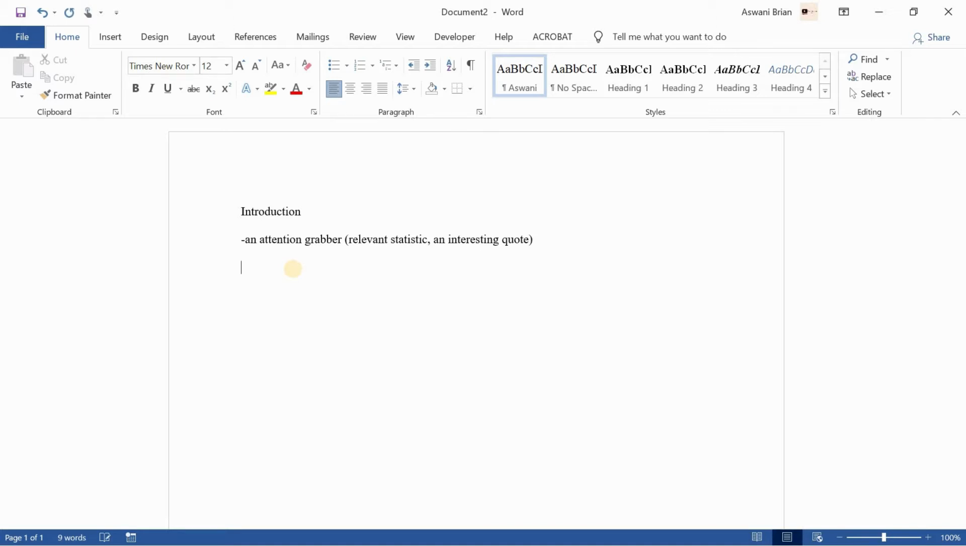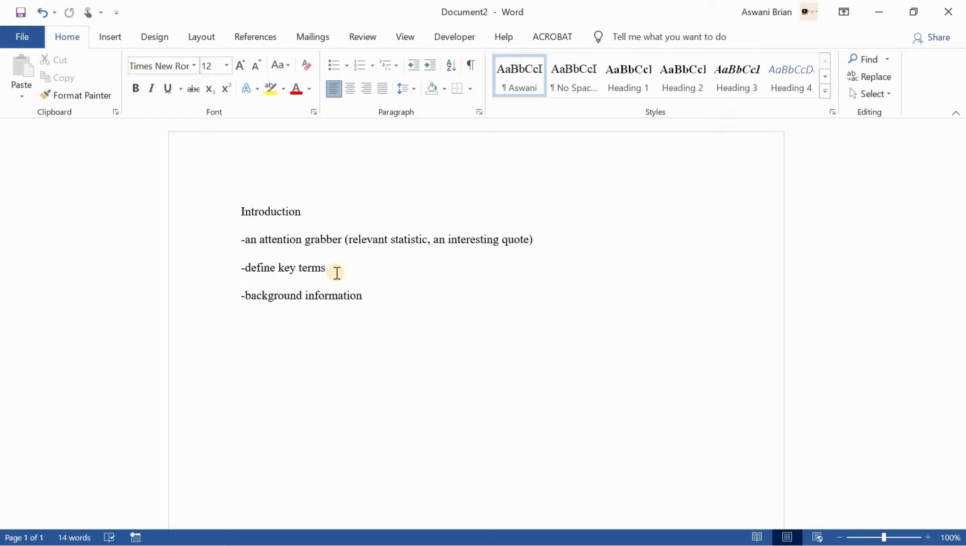So the introduction also might contain some definitions. You might want to define key terms. You might also want to offer background information, you know. So in defining key terms, it's always very important to avoid defining terms that are obvious, unless there's something unique about the definition that you want to bring to your reader's attention.